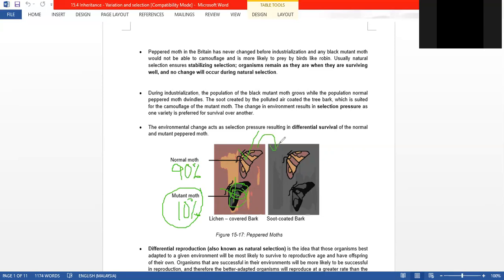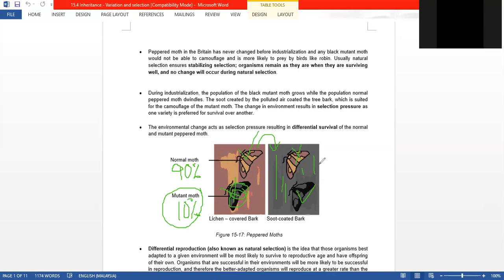Humans carry out industrialization. They start to use coal as fuel, and the coal will cause the bark to turn blackish. So now the tide has changed. If the bark is black in color, the black mutant moth can camouflage very well. The peppered ones are the ones that are selected against. So they are the ones that are picked by robins now.